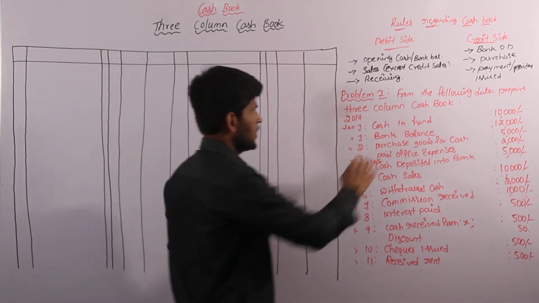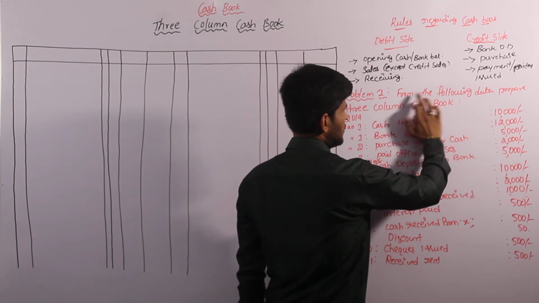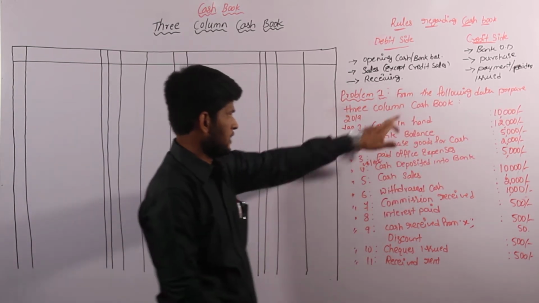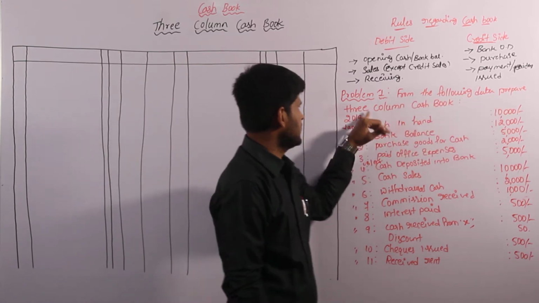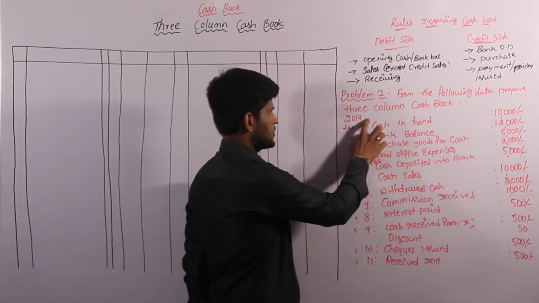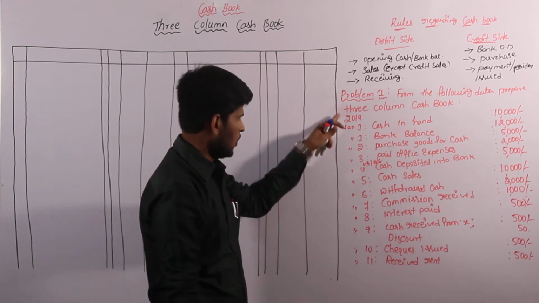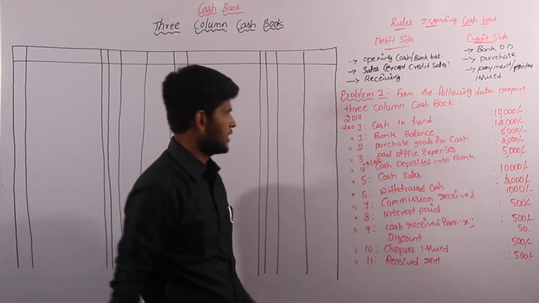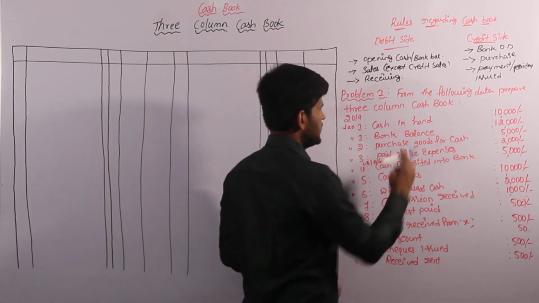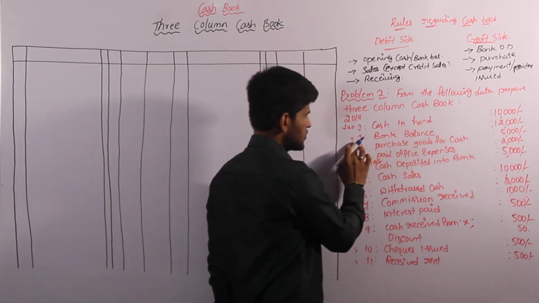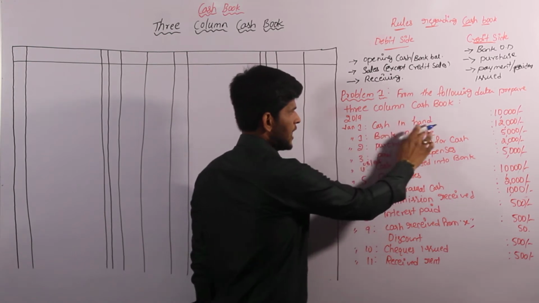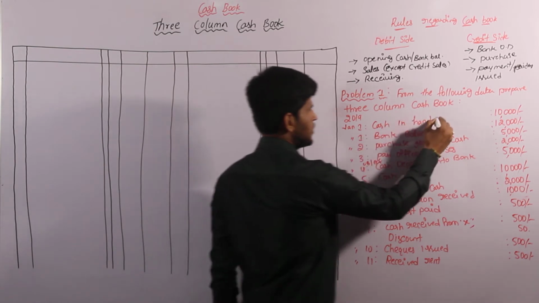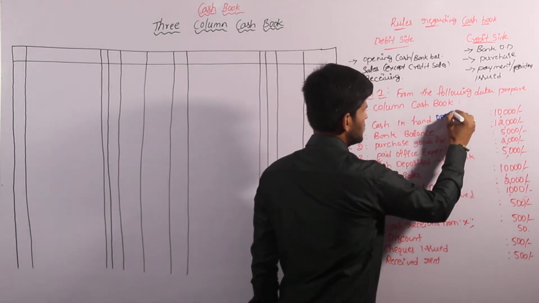Come to read the problem. From the following data, prepare three column cash book in the year 2019, January 1st. So all transactions relate to the January month only. The first transaction is cash in hand. Second one, also January 1st, bank balance. So cash in hand and bank balance both start from 1st January. So these values are called opening balances.